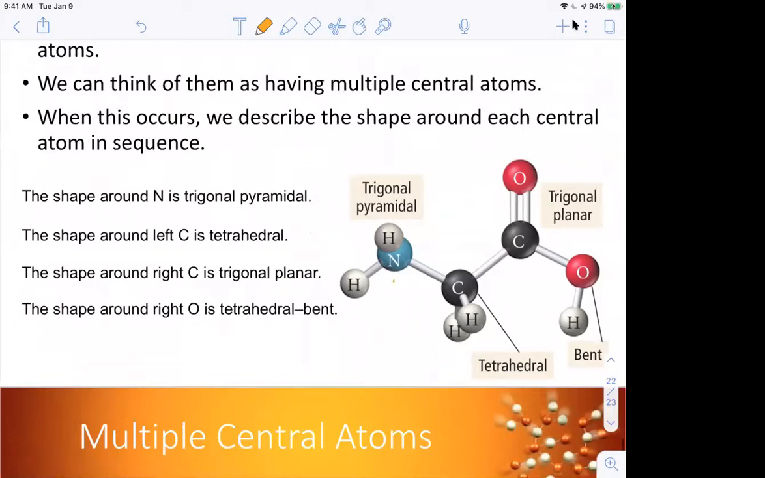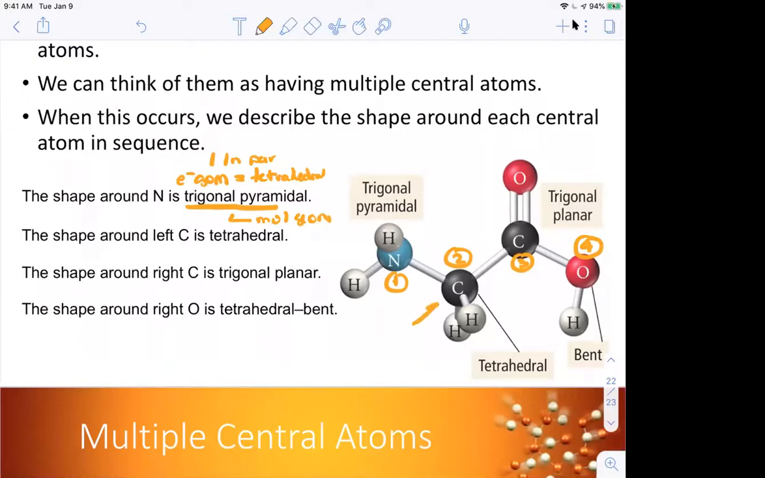So here I have 1 central atom, 2 central atoms, 3 central atoms, 4 central atoms. I have the nitrogen, the carbon, the other carbon, and then this last oxygen on the right. If I look at this nitrogen, the electron geometry is tetrahedral, but I have 1 lone pair. So this trigonal pyramidal is going to be my molecular geometry.